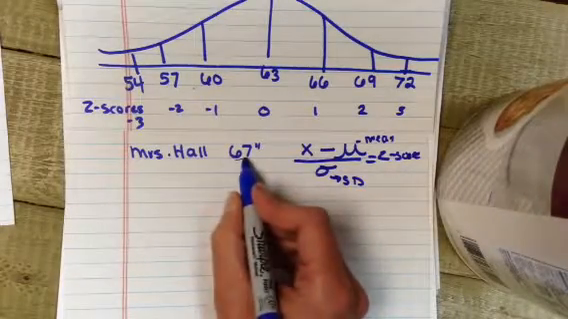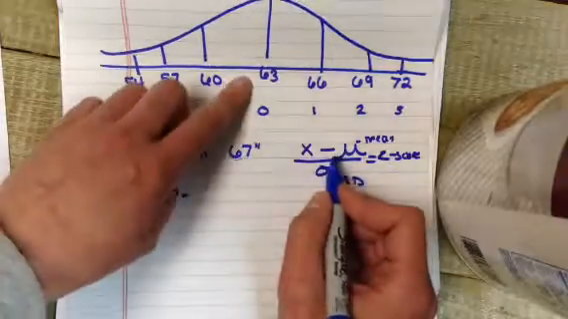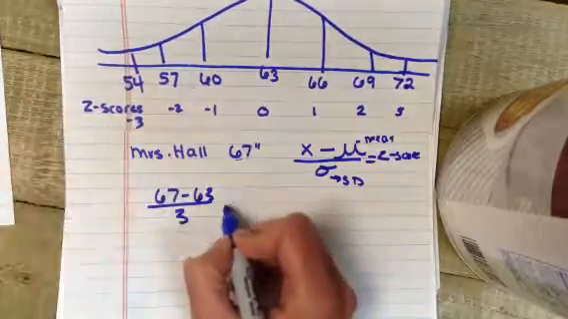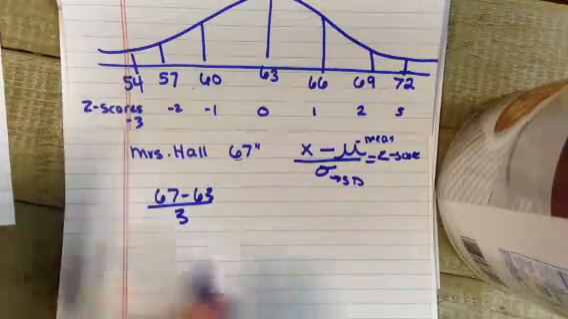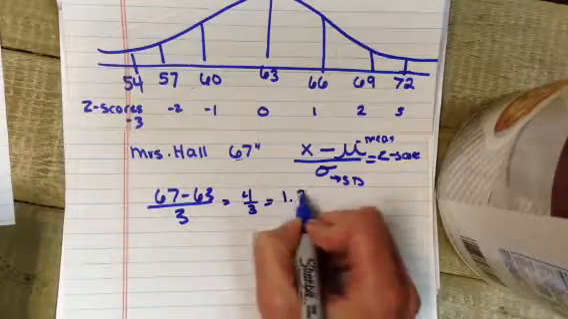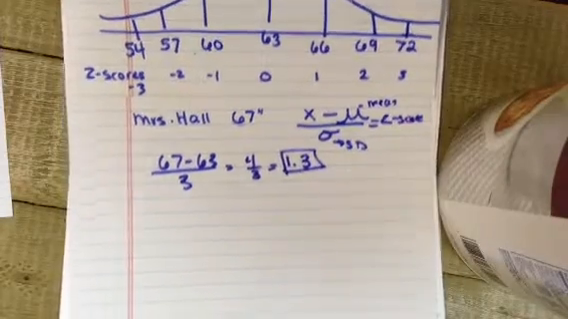So I would be 67 inches tall, so I would go here, 67. My mean, 63. And my standard deviation, we went by 3s. So now I just need to do 67 minus 63. That's going to give me 4. Divided by 3 gives me 1.3 repeating. So I'm just going to say my z-score is about 1.3.